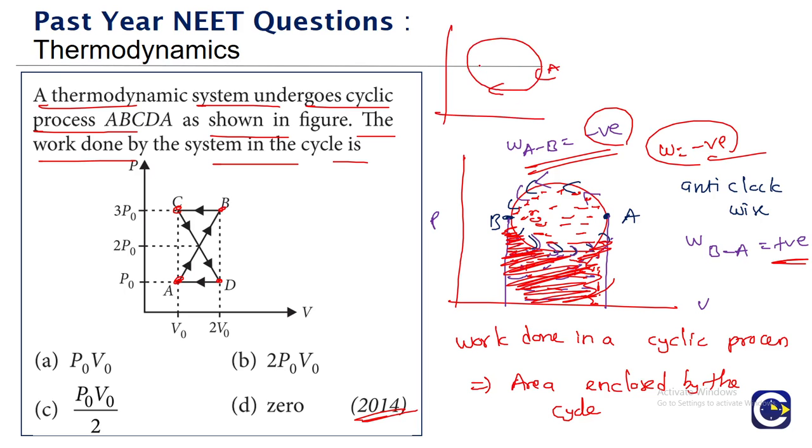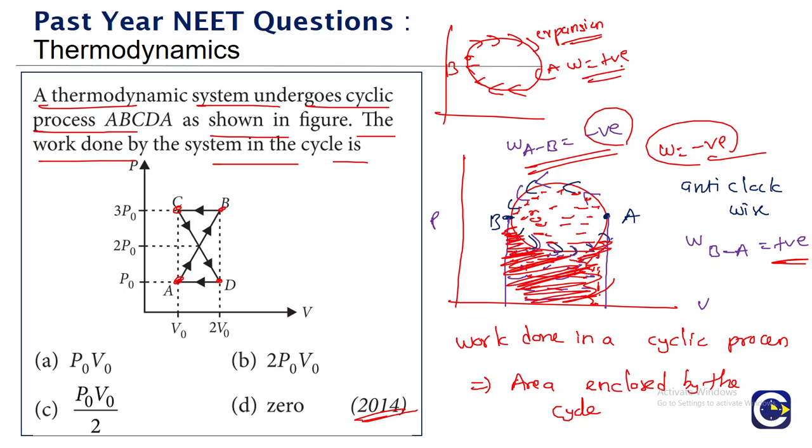But instead, we have a clockwise. Let's look at this clockwise process, A to B and then B to A. So in clockwise what happens is the upper curve is expansion. Means the overall work will be positive in that case. So this is the convention we have to follow. So in any cyclic process, work done is given by the area enclosed by the curve.